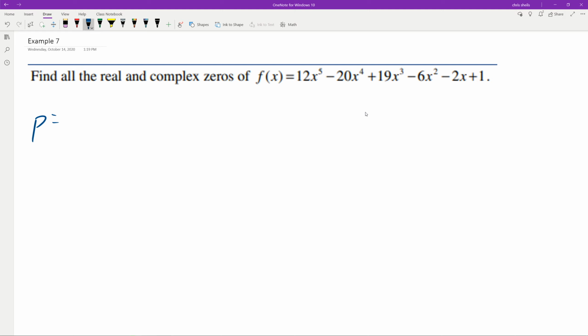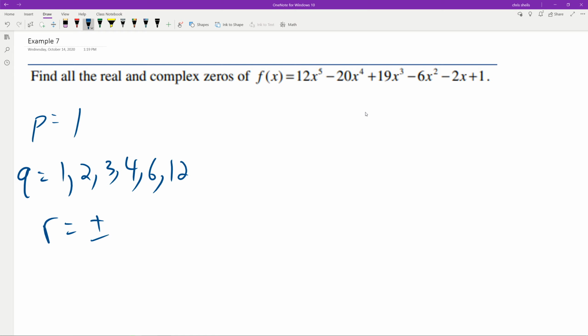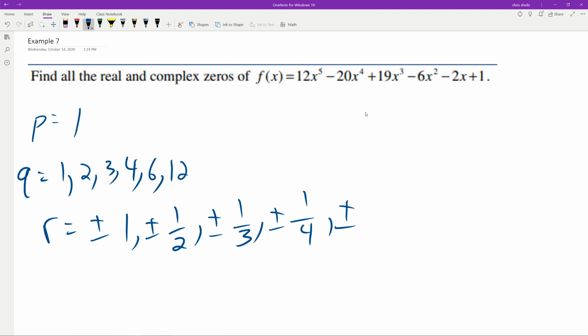So all of the factors of 1 are just 1. All of the factors of 12 are 1, 2, 3, 4, 6, and 12. So this means that my possible rational roots are plus or minus 1, plus or minus 1/2, plus or minus 1/3, plus or minus 1/4, plus or minus 1/6, and plus or minus 1/12. These are my possible rational roots from the rational roots theorem.